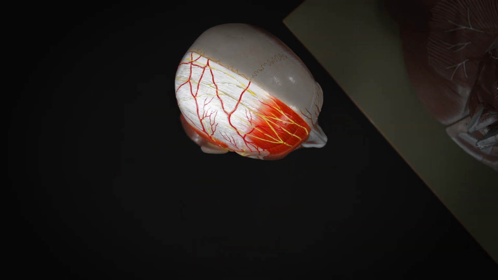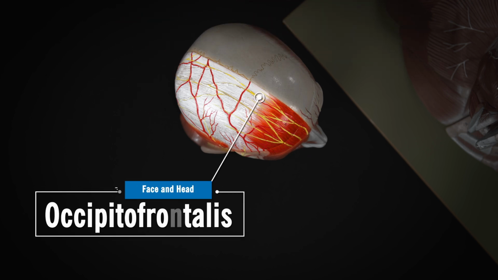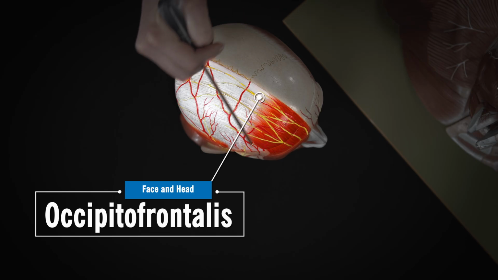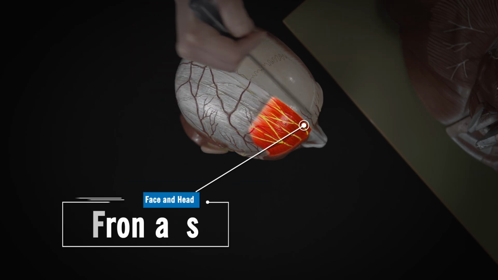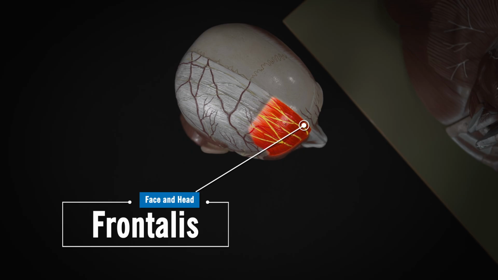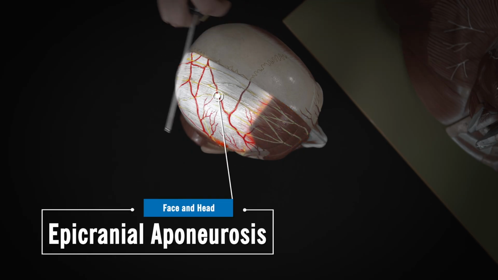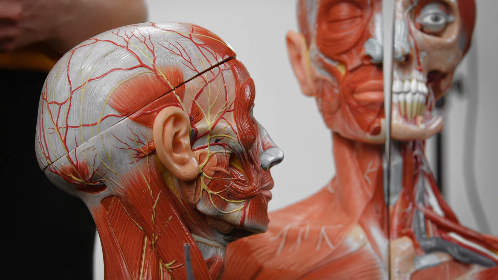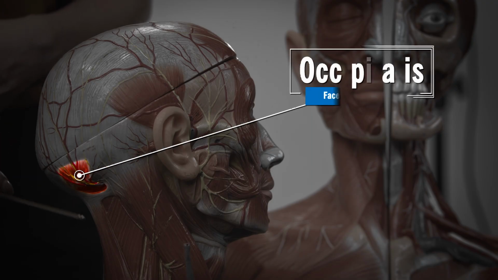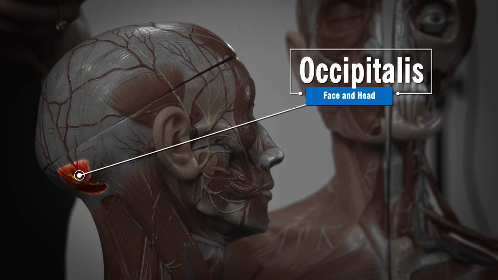In this view, we can see the whole of the Occipitofrontalis, which wraps around the top portion of the head. It is split into three portions, the first part being the frontalis, which is the part that lays on top of the frontal bone. This connective tissue portion is the epicranial aponeurosis, which can also be called the galea aponeurotica. This back portion here is the occipitalis, as it lays on top of the occipital bone.